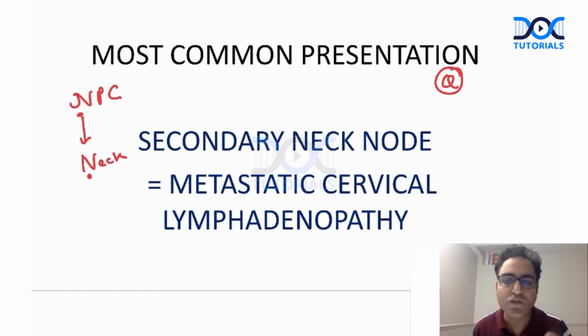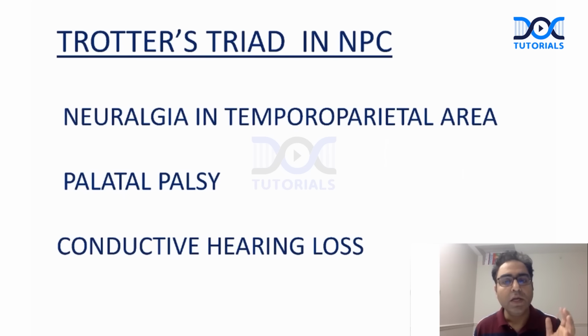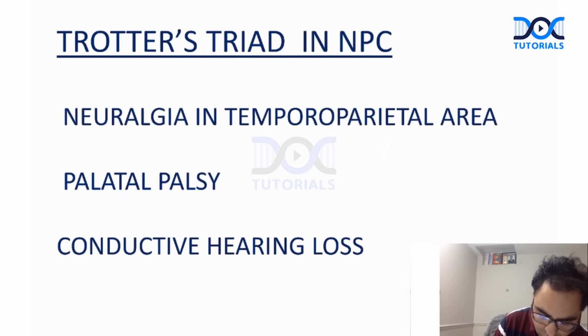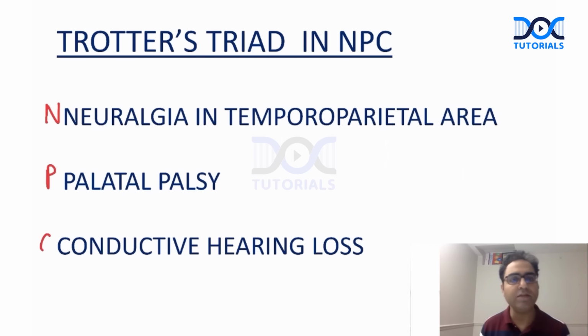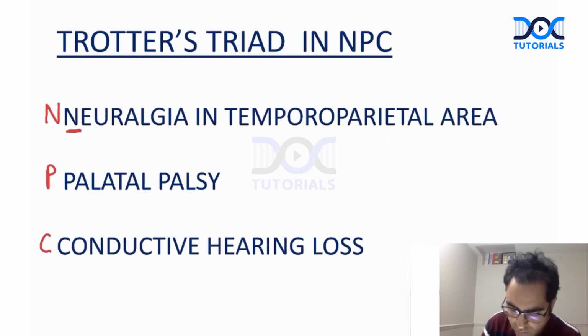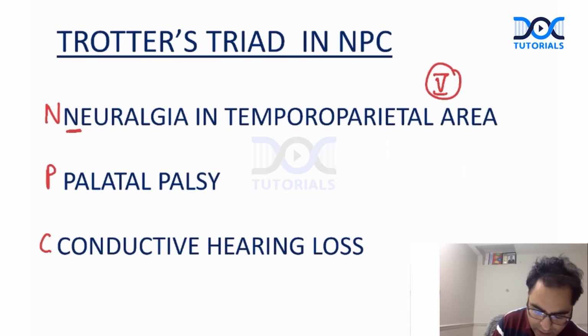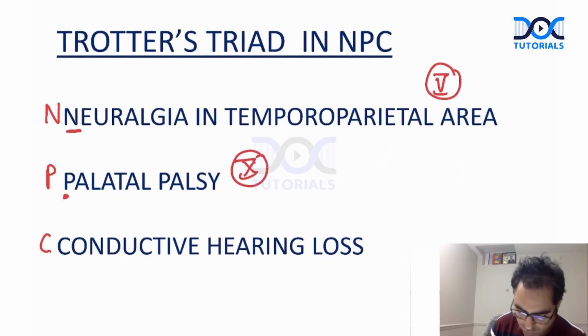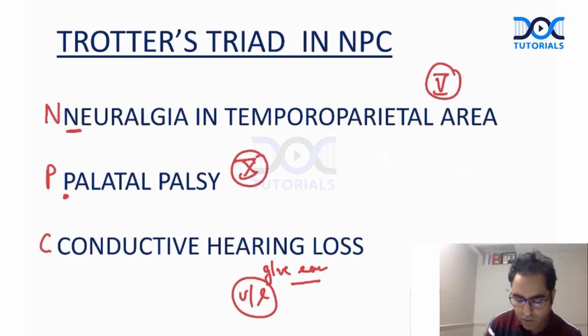Now, nasopharyngeal carcinoma is a skull-based cancer, so there is a high chance of cranial nerve involvement in this patient. And that cranial nerve involvement gives rise to a triad called Trotter's triad. So Trotter's triad of NPC, nasopharyngeal carcinoma, the good thing is the mnemonic of this is also NPC. What is N? N for neuralgia in temporoparietal area due to fifth nerve involvement, trigeminal nerve involvement. P for palatal palsy due to 10th nerve involvement. And C for conductive hearing loss due to glue ear. Glue ear on one side. All these things are unilateral.